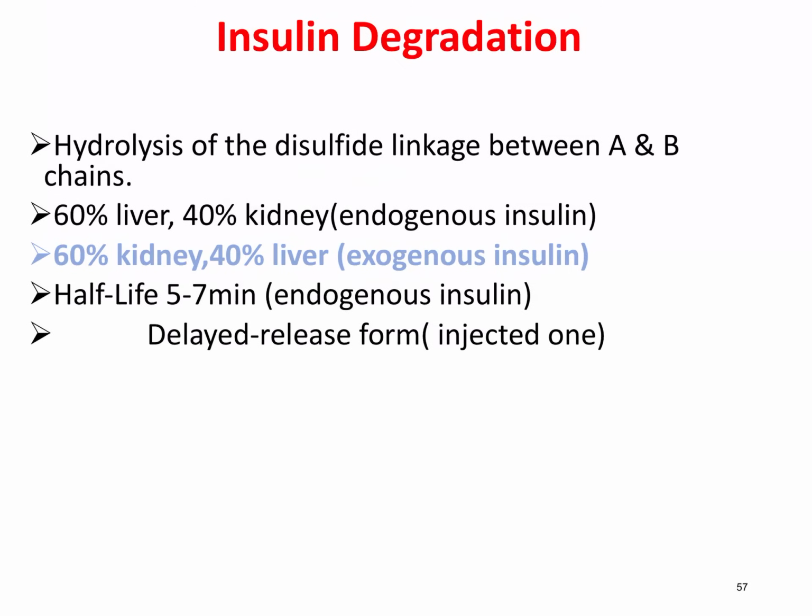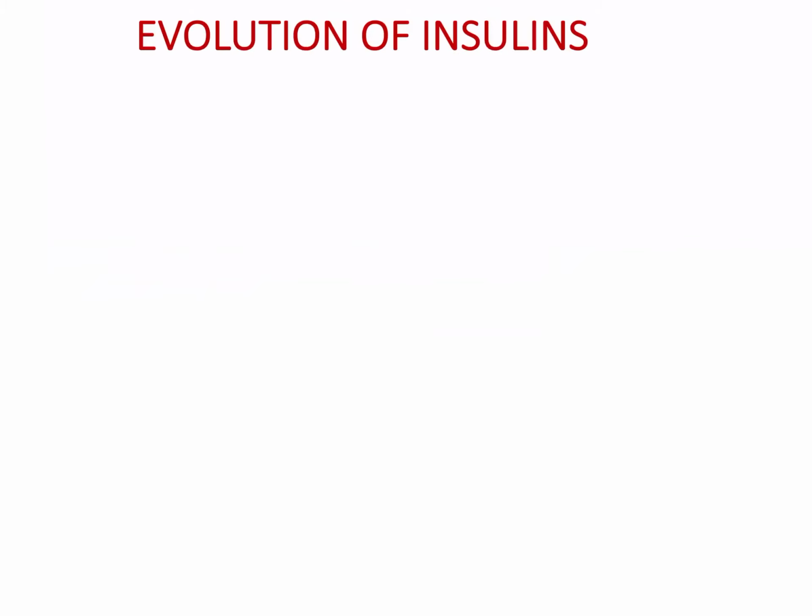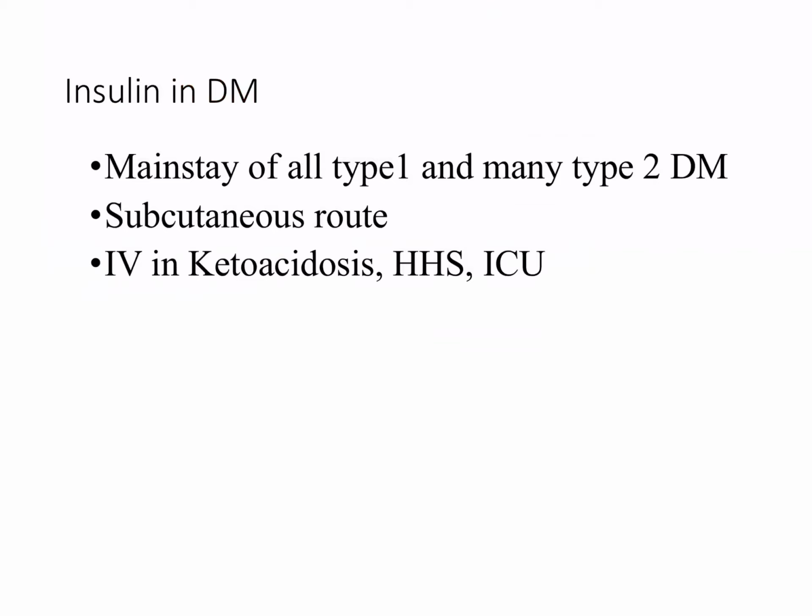How is insulin broken down? Insulin which is endogenously produced in our body is broken down predominantly in the liver, while insulin given exogenously from outside is predominantly broken down in the kidneys. Half-life is 5 to 7 minutes. So where is insulin used? Insulin is used in type 1 and type 2 diabetes, by the subcutaneous route. It can also be given intravenously. Where do we use it intravenously? In diabetic ketoacidosis, HHS, and in patients who are unable to take subcutaneous insulin, like ICU patients, severe patients.